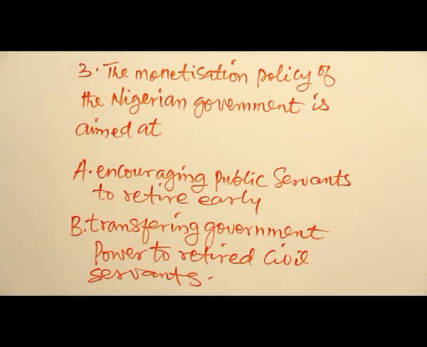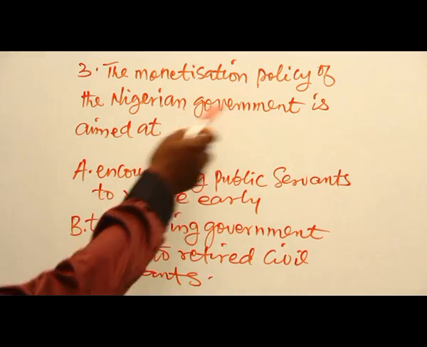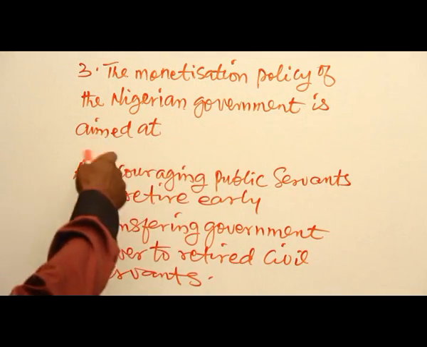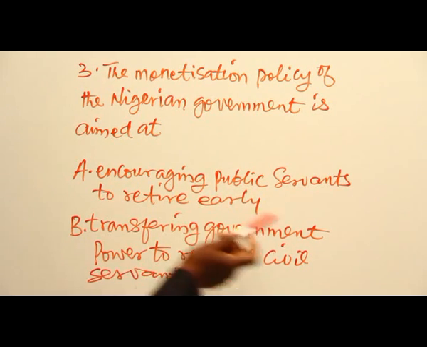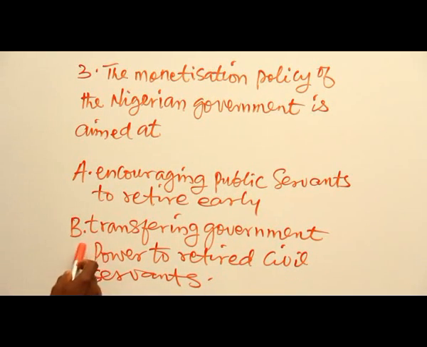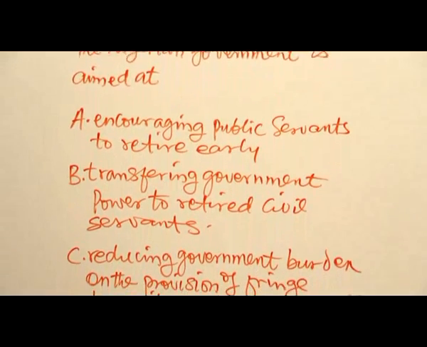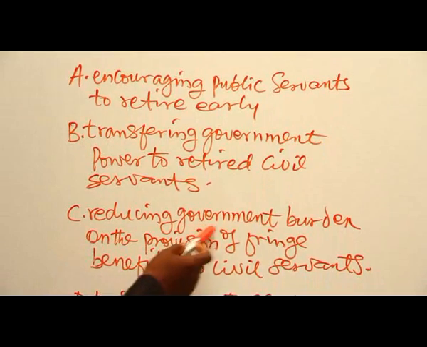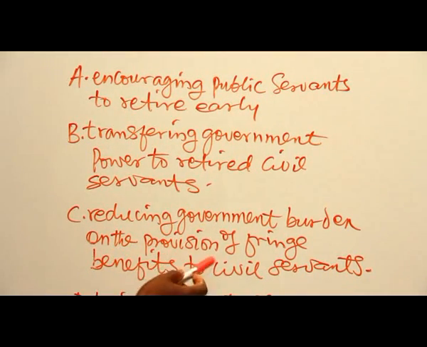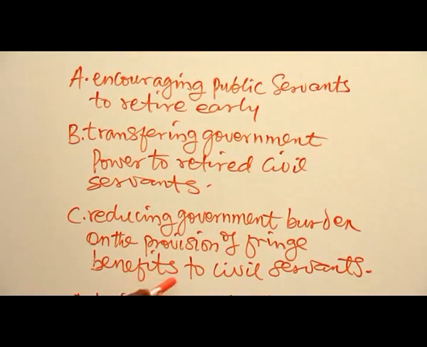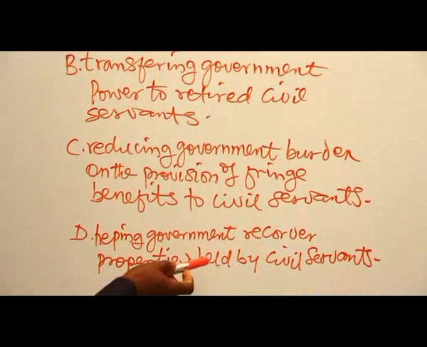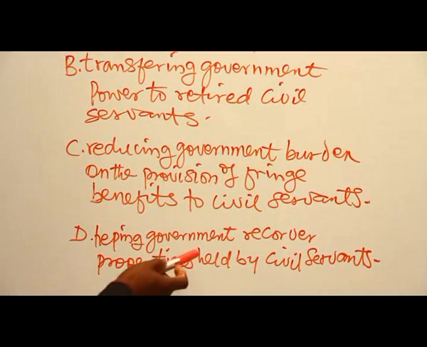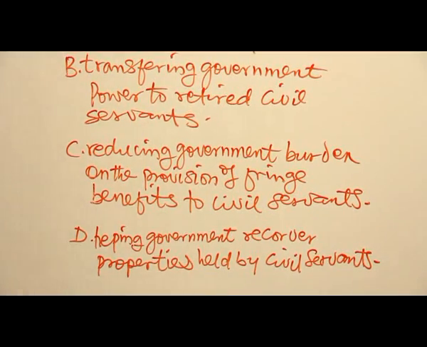Question number 3. The monetization policy of the Nigerian government is aimed at: A, encouraging public servants to retire early; B, transferring government power to the retired civil servants; C, reducing government burden on the provision of fringe benefits to civil servants; D, helping governments recover properties held by civil servants.